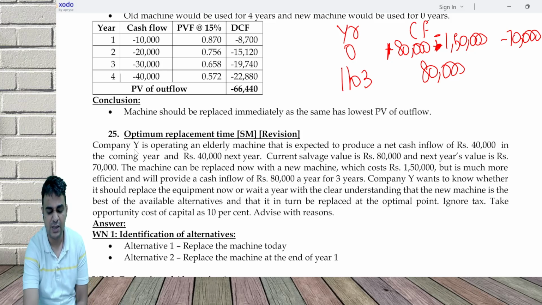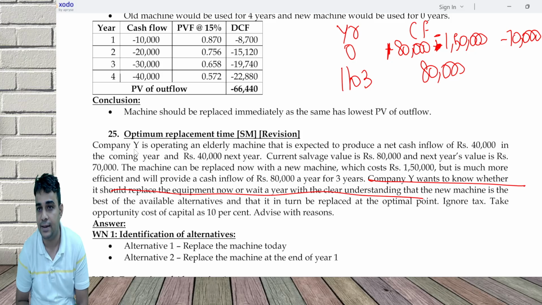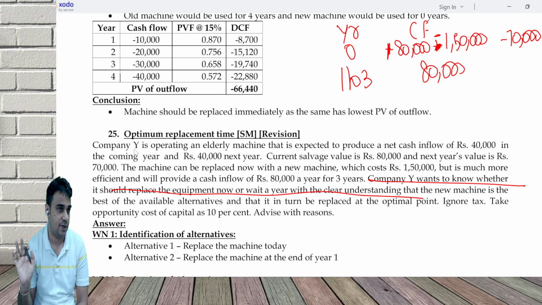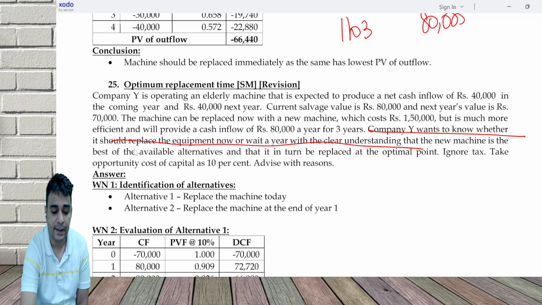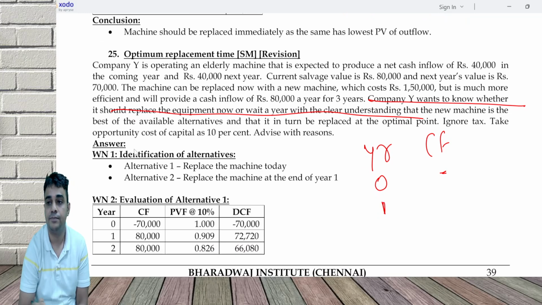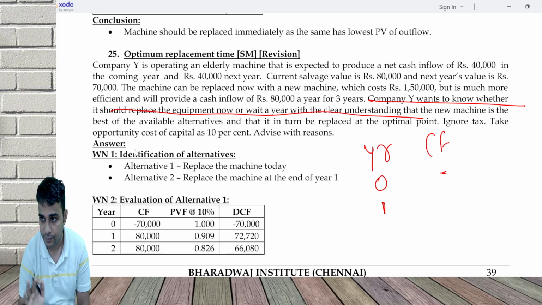In fact, the question is very clear. The company wants to know whether it should replace now or wait a year later. I am very clear this is the best machine. This is if you replace today. If you wait and replace later, year 0, nothing will happen.